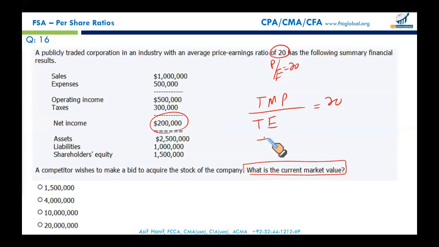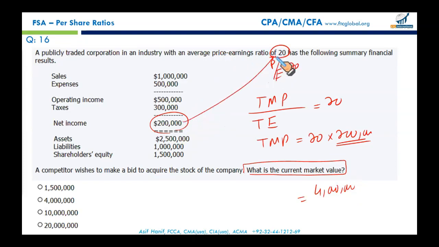Total market price is what we want to find out. So that means you are going to multiply 20 with the total earnings of this company, that is $200,000. So $200,000 earning times 20 means this company will have a market valuation of $4 million. Price earning ratio of 20 means if earning of this company is multiplied by 20, you will get the market price or the whole market capitalization of the business. So that makes B the correct option.